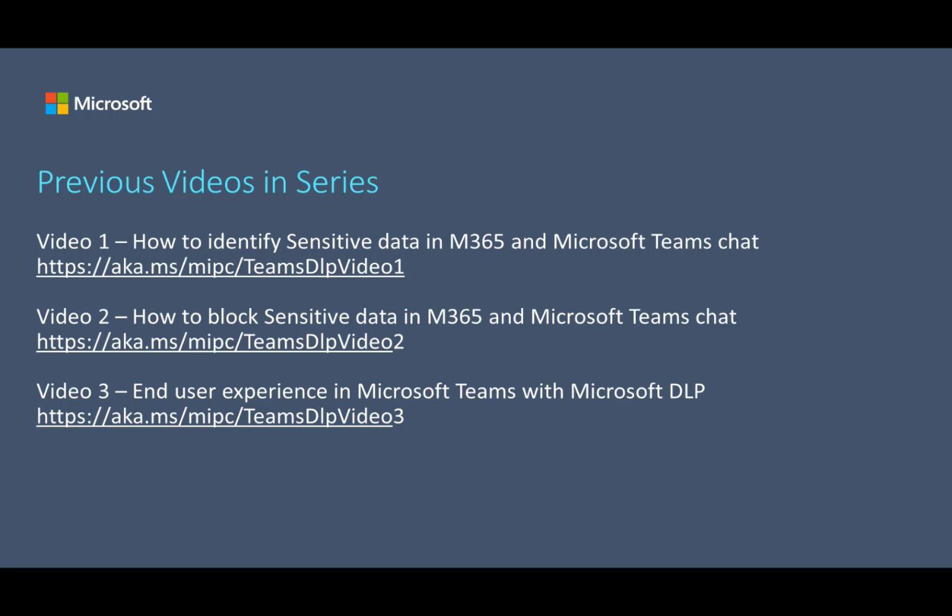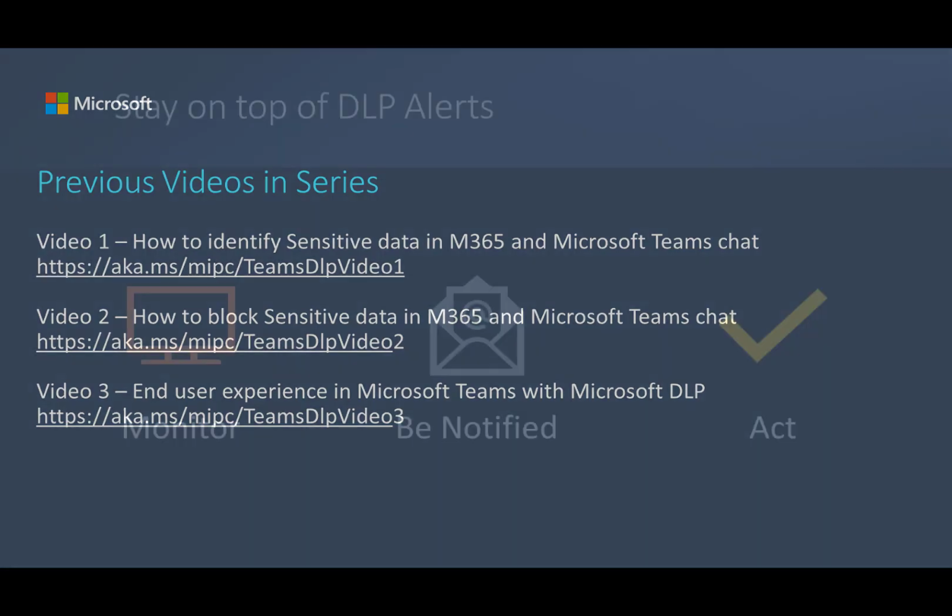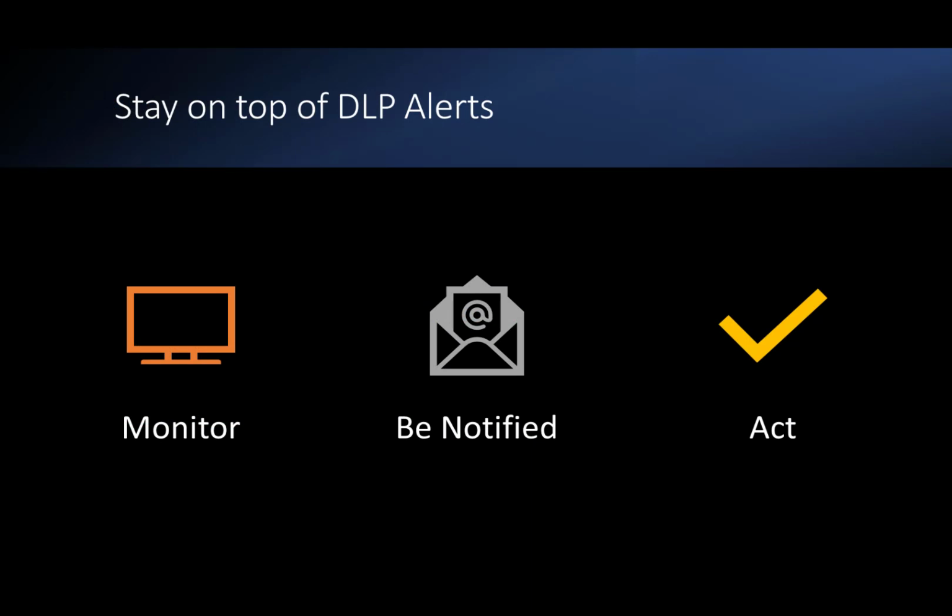In this video, we will cover how to review alerts and take action when a DLP policy is triggered. With the DLP policies in place, it's important to monitor, be notified, and act when a user attempts to do something they shouldn't be able to do, and review the alert to make sure the right action was taken.